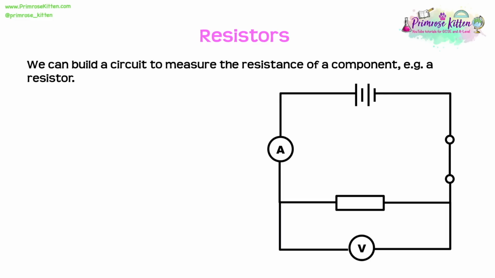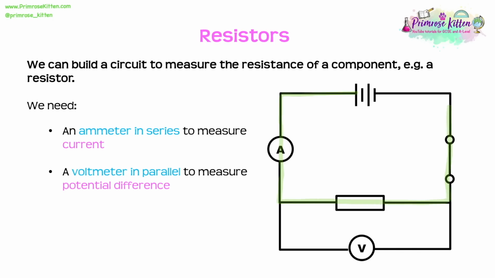Now we need to know how we can build a circuit to measure the resistance of a component, such as a resistor. However, it could be something such as a bulb, thermistor, or anything really. The two key facts that we need to know is that we need to have an ammeter in series with this component to measure its current, and we need a voltmeter in parallel to measure the potential difference. You can see what this looks like in the diagram here.